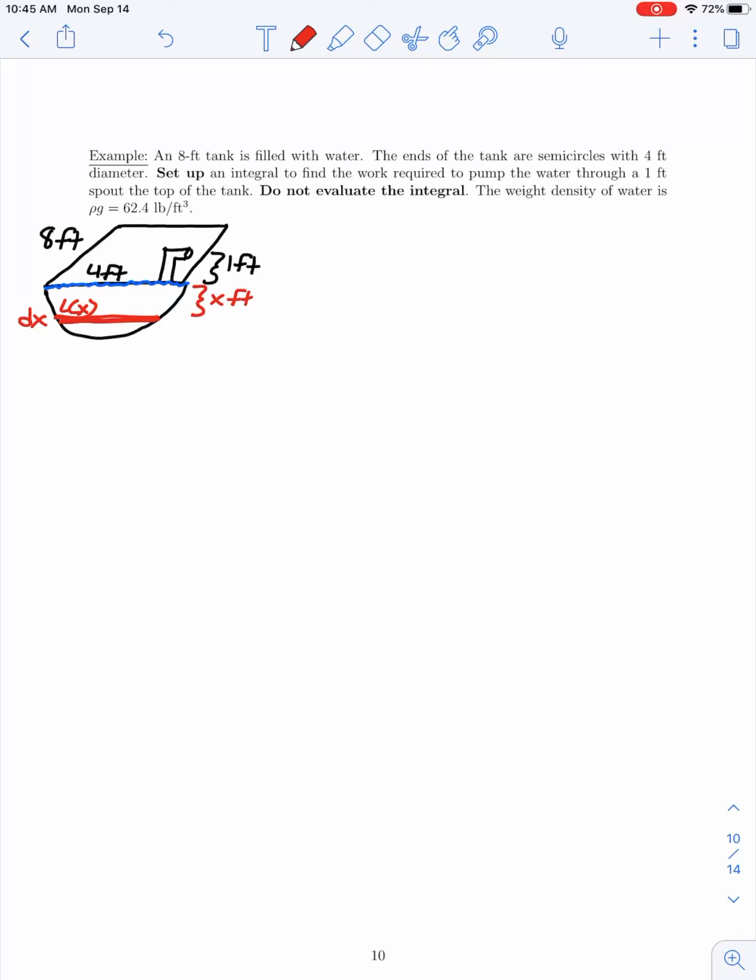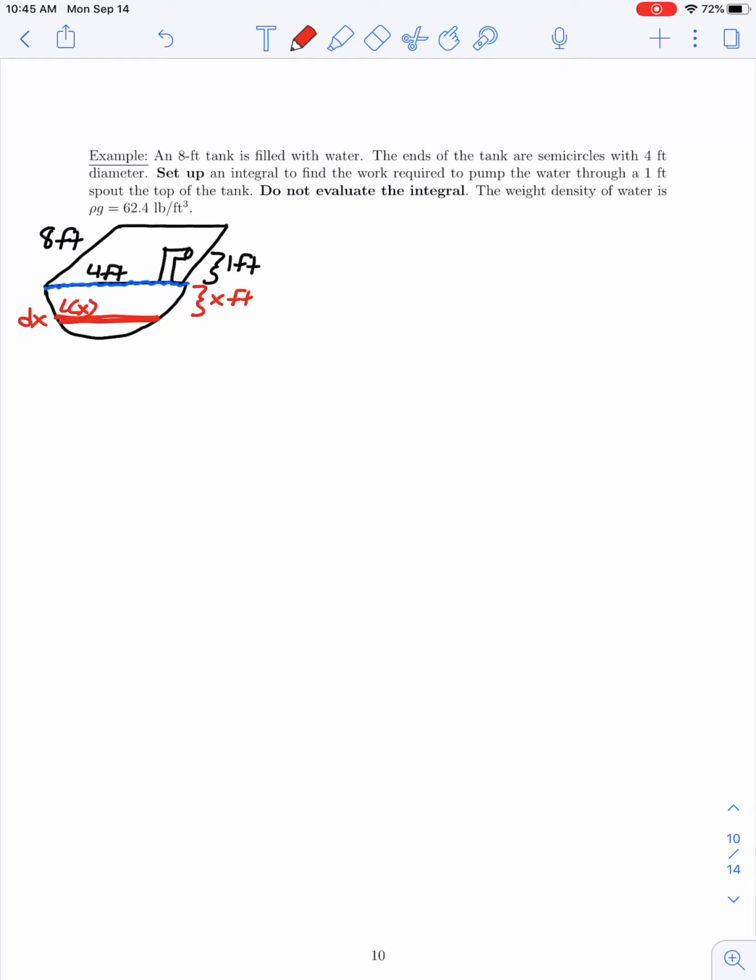So I'm using a slightly different notation in this problem. In the previous examples, I took x to be the distance from the bottom of the tank upward. For notational simplicity here, I'm going to take x to be the distance from the top of my tank down to the slab. And you can use either approach for any of these problems. You can use x as the distance from the top of the tank downward or from the bottom of the tank upward. So let's consider how we can find L of x.